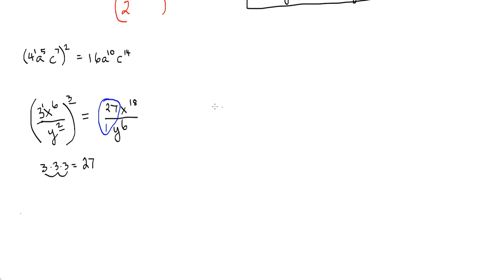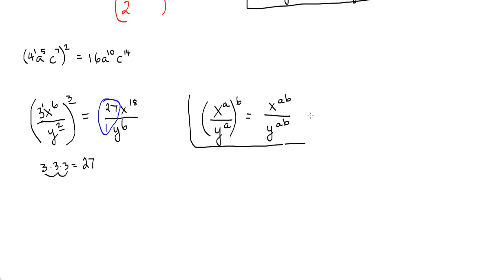Okay? Again, let's write this as a rule. x to the a, I'll do the same sort of thing I did with the last one, over y to the a raised to the b power is x to the ab. We multiply exponents over y to the ab. That is our power of a product and power of a quotient.